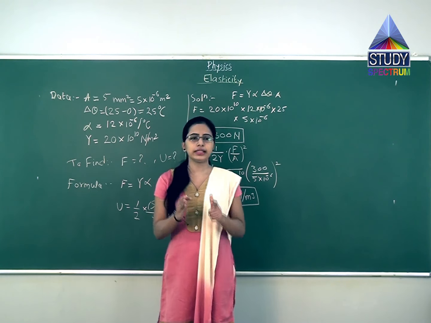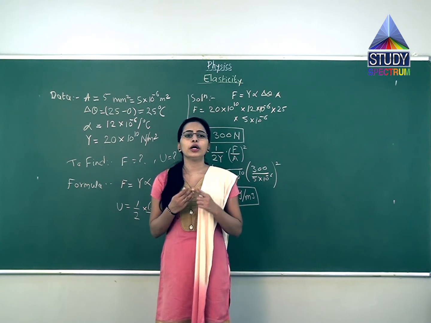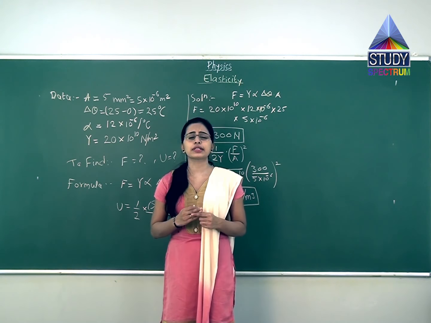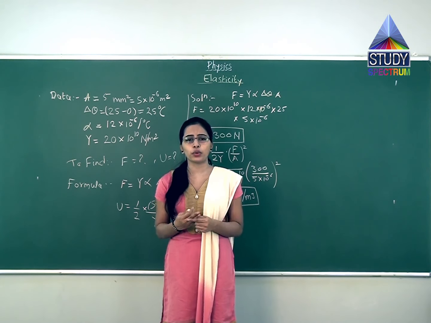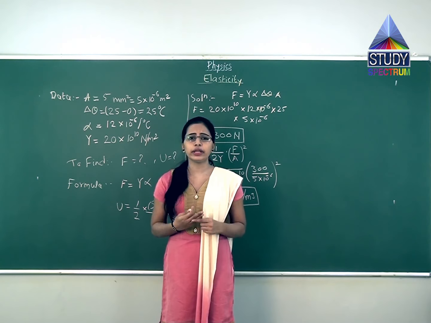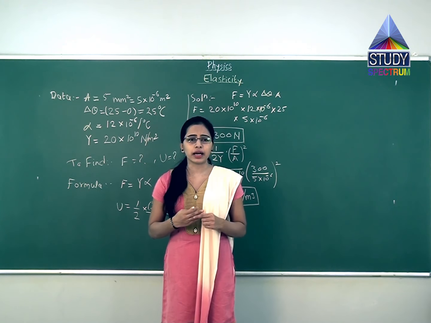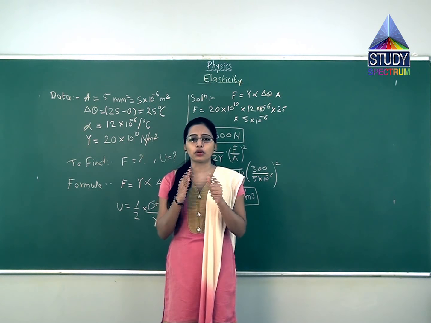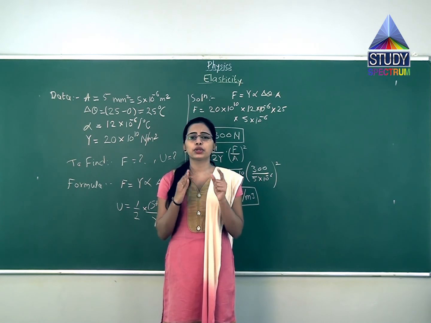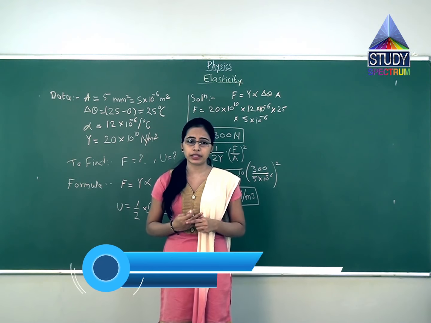Now the next example is the 13th example. A uniform steel wire of length 3 meter and area of cross section 2 millimeter square is extended through 3 millimeter. Calculate the energy stored in the wire if the elastic limit is not exceeded. And the Young's modulus for steel is given as 2 into 10 raised to 10 Newton per meter square.